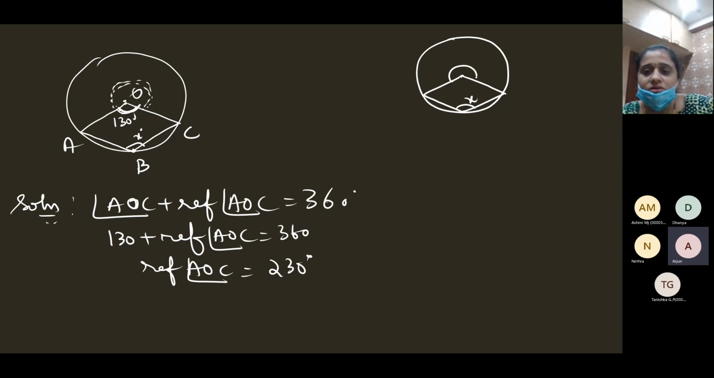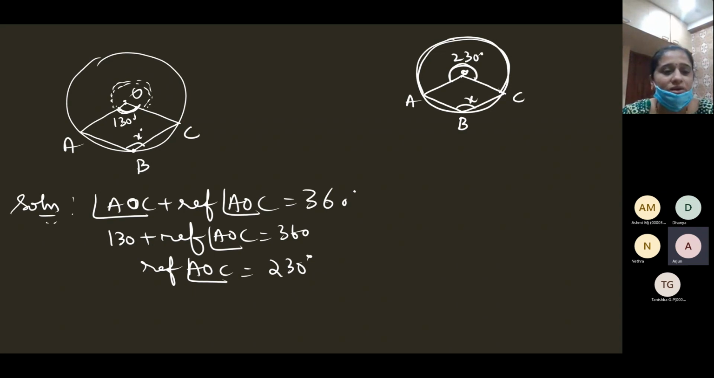Okay, so this one is 230. All right, so this is 230. We just found that this is 230. Now see here, this angle is made by this arc. See, the angle and the arc, they'll go in the same ways.